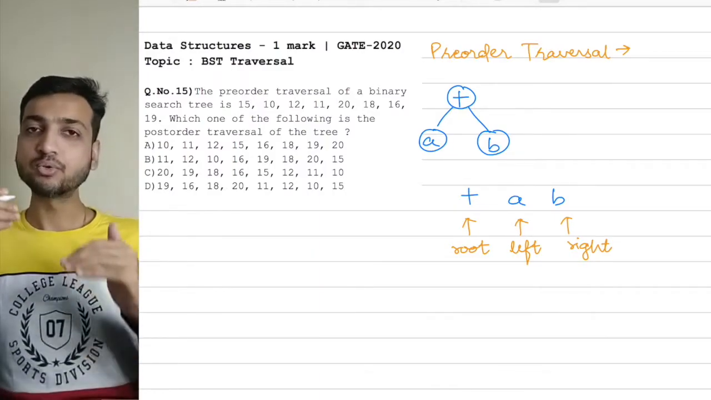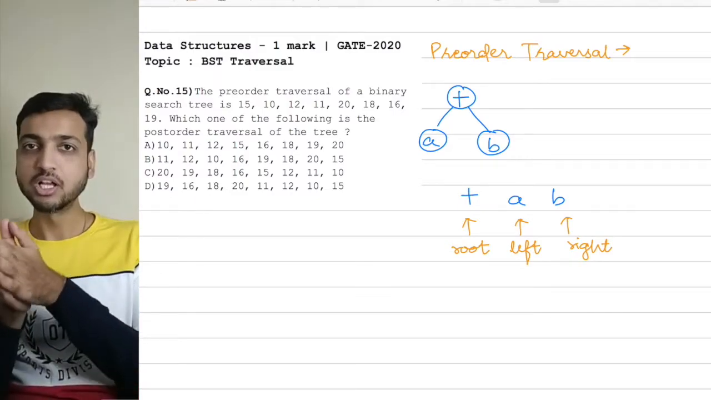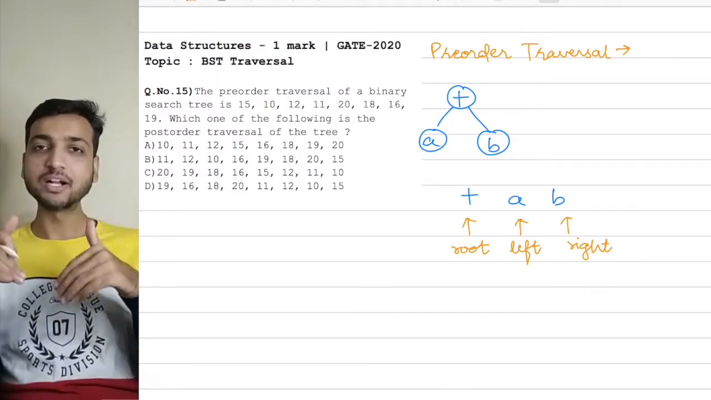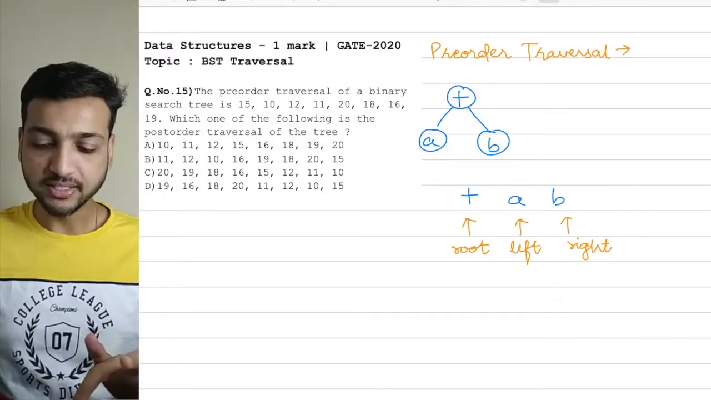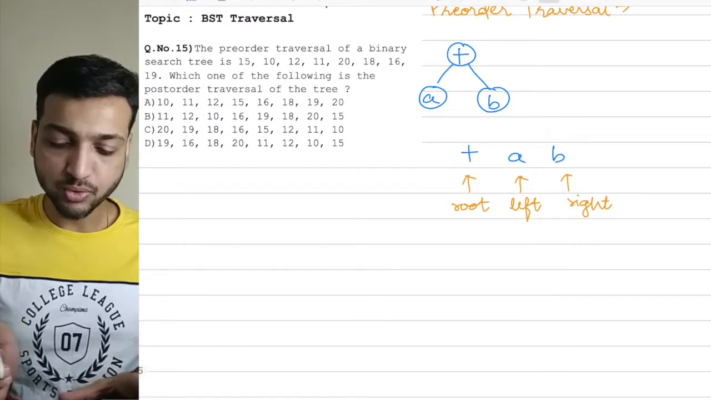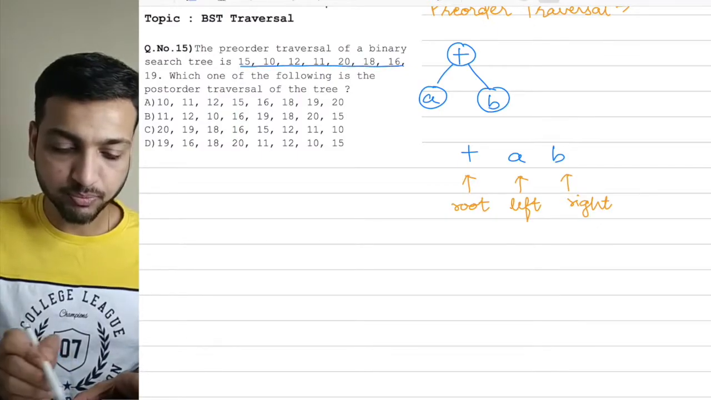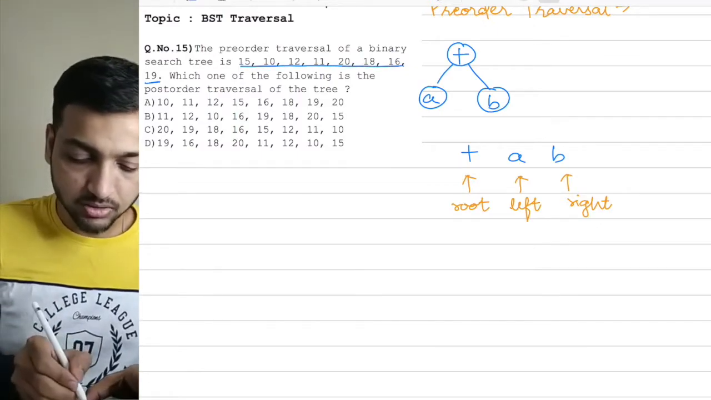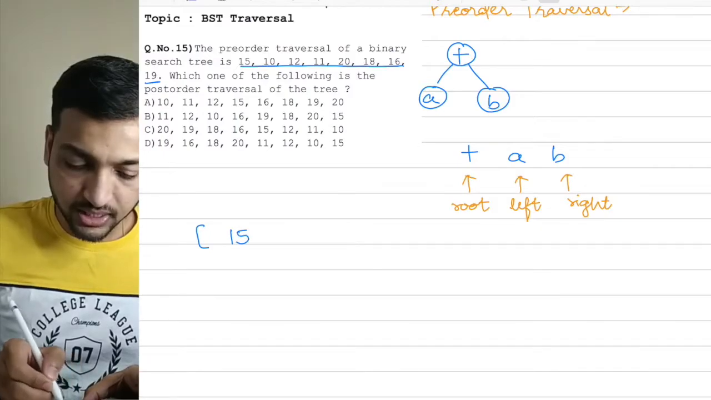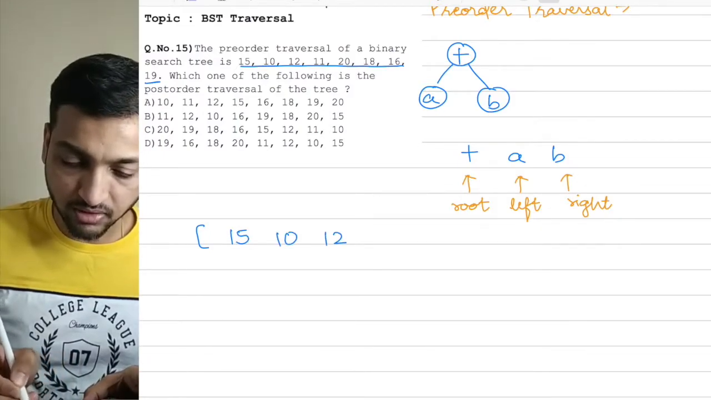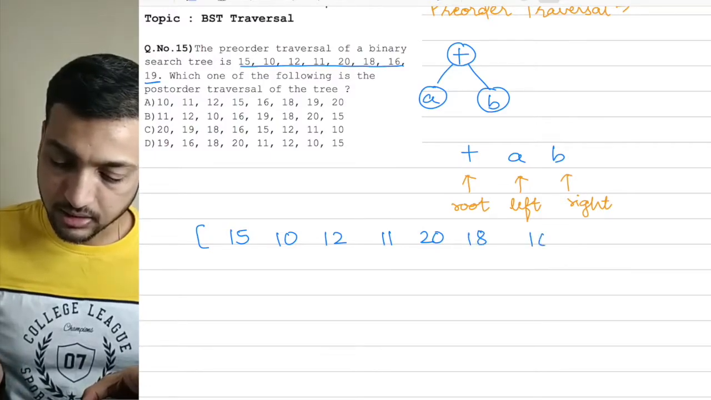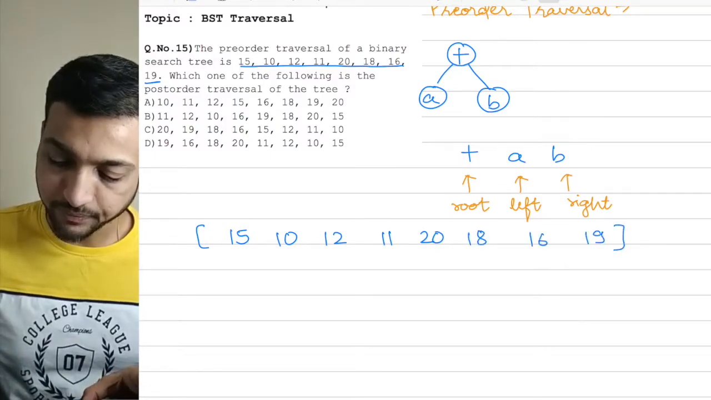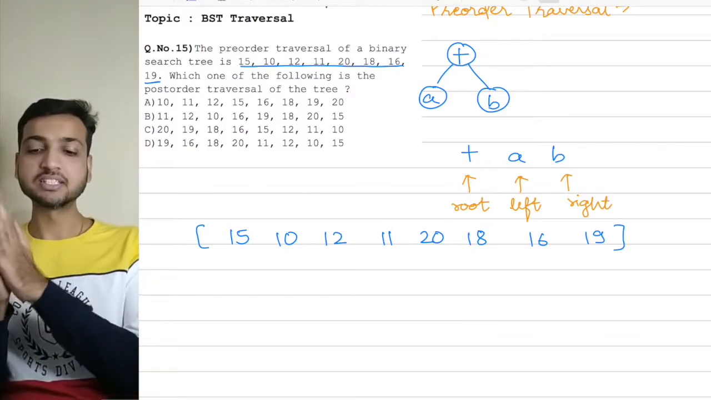Now we are going to apply this definition of pre-order traversal to the given sequence and try to reconstruct the original binary search tree. Now in order to do that, first I'm going to note down this entire list of pre-order traversal. So let me quickly do that. 15, 10, 12, 11, 20, 18, 16 and 19. Yes. So this is the pre-order traversal sequence.